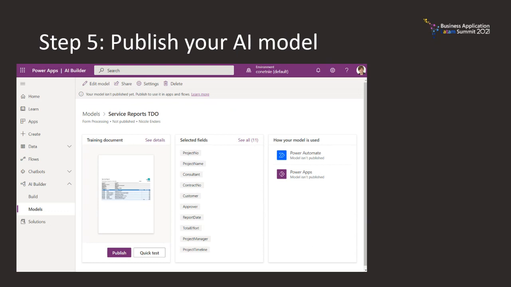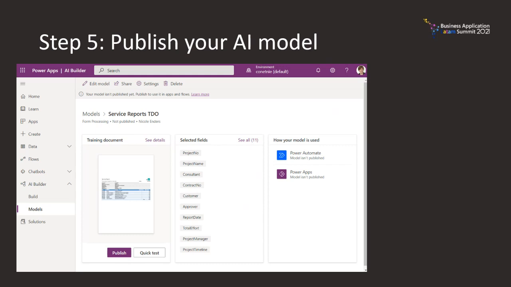And now we are back here in the Power Apps Studio, but now in the sub-menu item Models. And as you can see here, you see your training documents, you see the selected fields, and you can get the information how your model can be used. But before you can use your model, you need to publish it. Please don't forget this. It's really important.